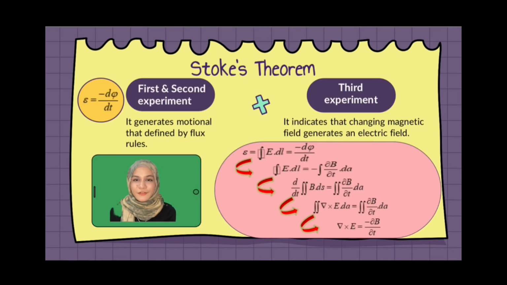Next is the application of Stokes' theorem, where there are first, second, and third experiments. In the first and second experiments, it generates motional emf defined by the flux rule. While in the third experiment, it indicates that a changing magnetic field will generate an electric field, where the electric field equation is shown below, and it results in the Maxwell-Faraday equation expressed in differential form.